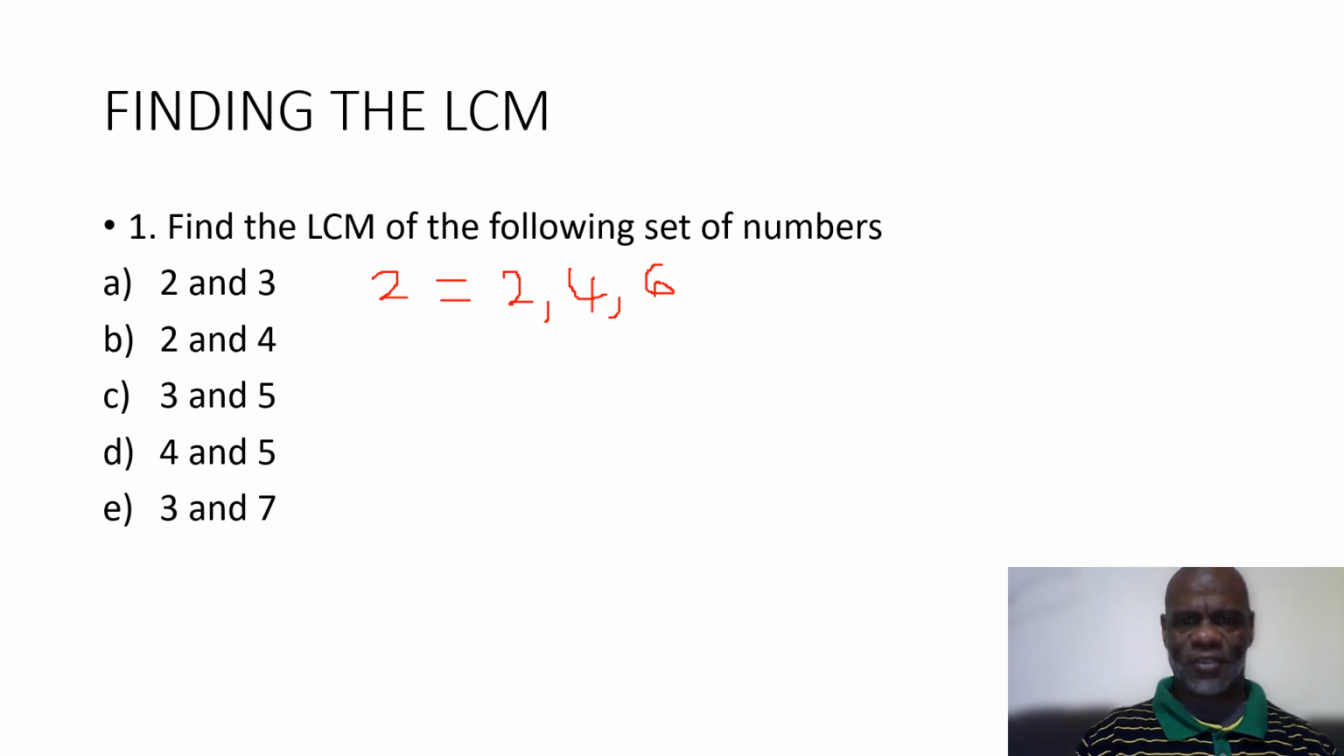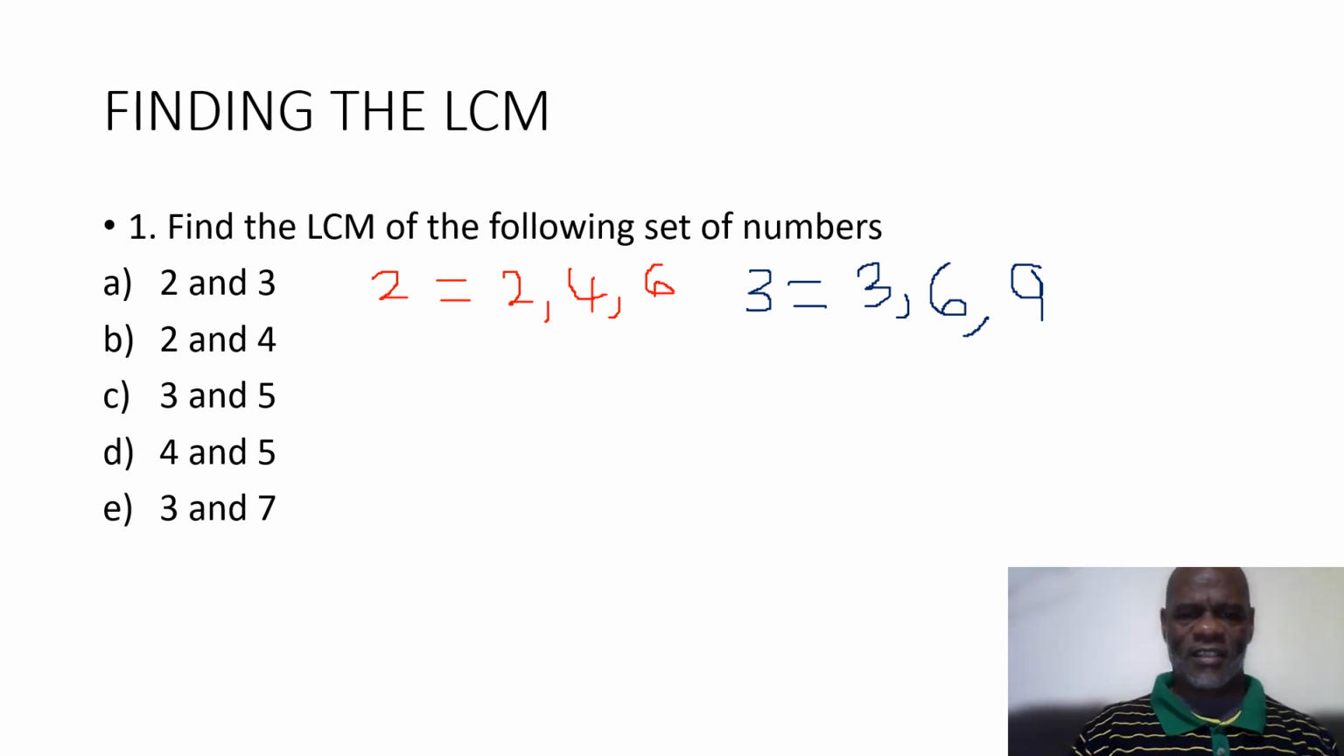Alright, so we have 3. The multiples of 3 would have what? 3 would begin with 3, because 3 can go into itself one time. Then we have 6, right? And then we have 9. Good.